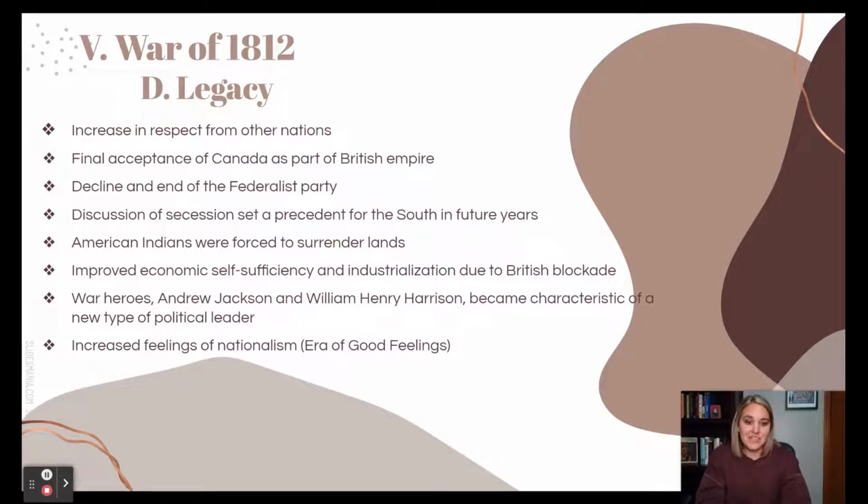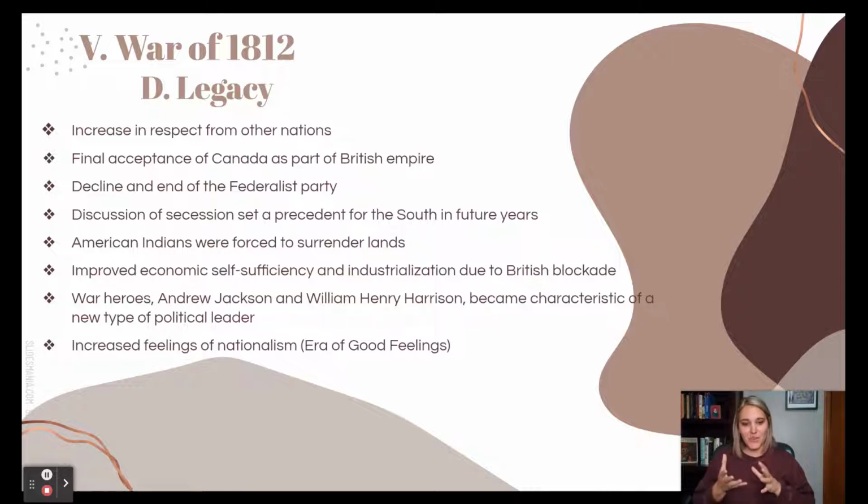Well, one thing is it begins to shift the reputation of the United States around the world. And so this begins to gain some additional respect from European nations that will be evident in our next lesson as well. We see the boundary with Canada basically being finalized, and so solving that boundary dispute. We see that there begins to be this era of good feelings, as some people call it, this time of increased nationalism and unity in the nation, which we'll talk about again in our next lesson.